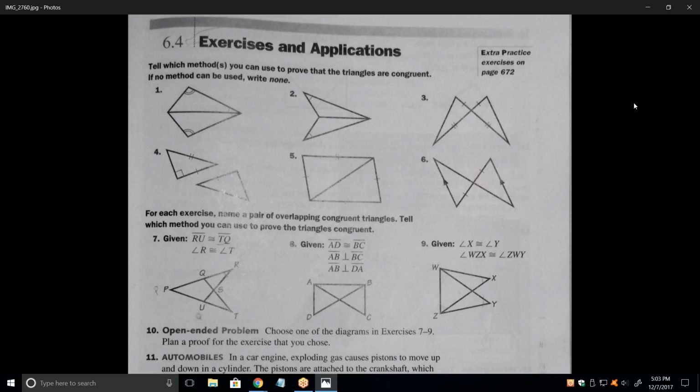Okay, number one. What theorem do you use to prove congruency? Well, you direct me. Do you want to start at one, or do you have specific ones you want to talk about? Probably just start at one. Yeah. Okay.